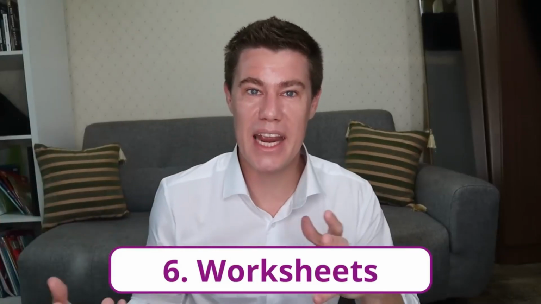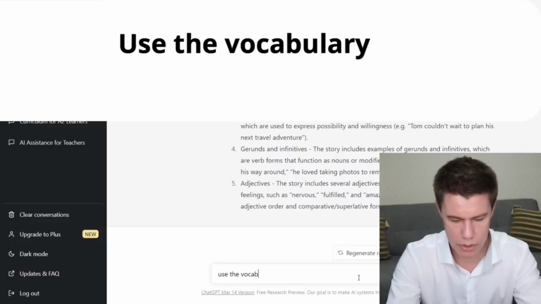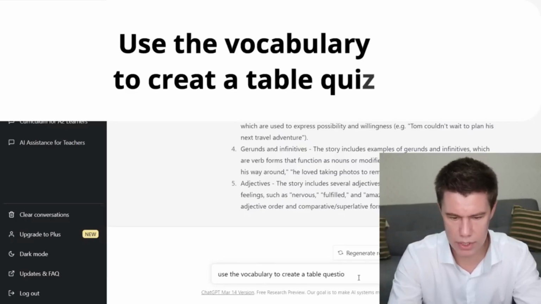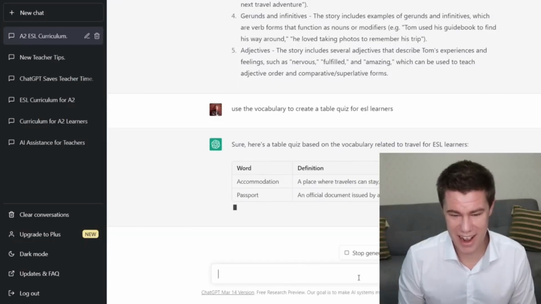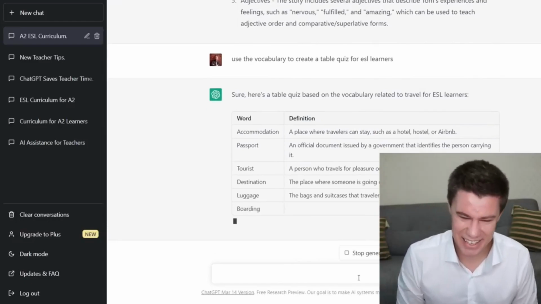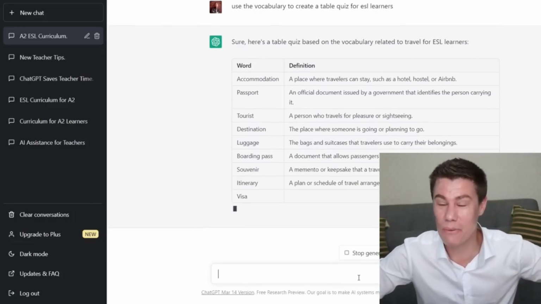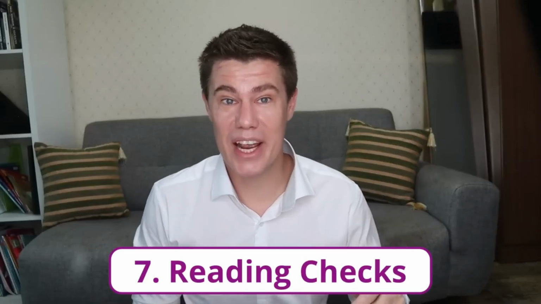You can also put it in table form. Explain the vocabulary at a level that is suitable for your learners. Teachers can ask ChatGPT to generate sentences using a particular word, then have students guess the meaning of the words based on the context of the sentence. Use the vocabulary to create a table, quiz, word definition, accommodation. You guys are thinking this too, aren't you? Oh, okay. There we go. So now students have to kind of find out which one goes with what. Create questions for reading checks.